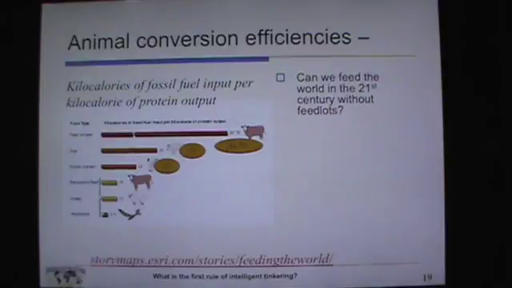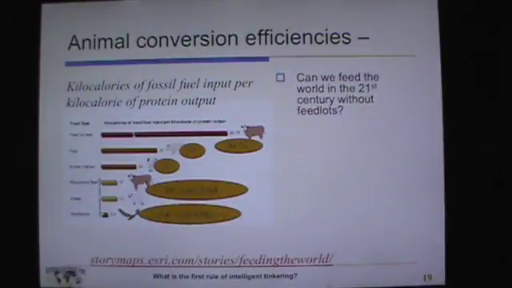These are all pretty much raised in feedlots or in close quarters, confined to cages and things like that. When you look at the rangeland aspect of things, both cattle and lamb, we do eat lamb, it only takes 10 kilocalories of fossil fuel per kilocalorie of protein output. You still have to use some. Far more efficient is vegetables, 2 to 4 kilocalories of fossil fuel per kilocalorie of protein.